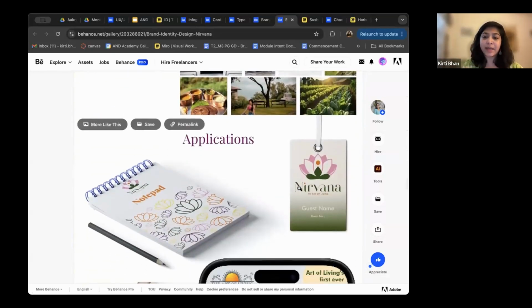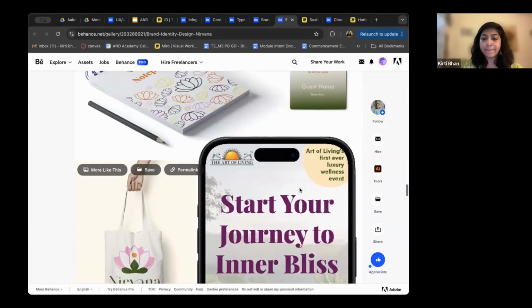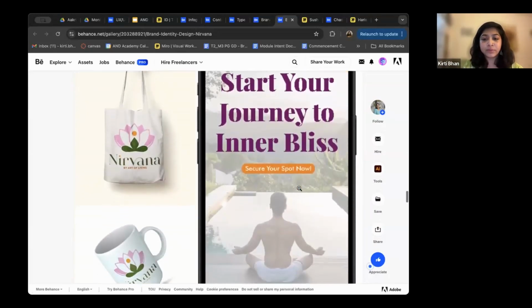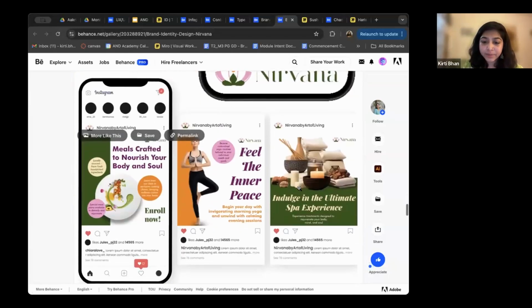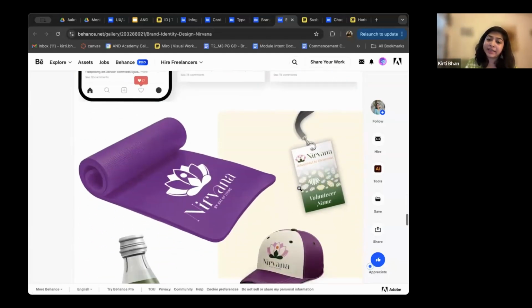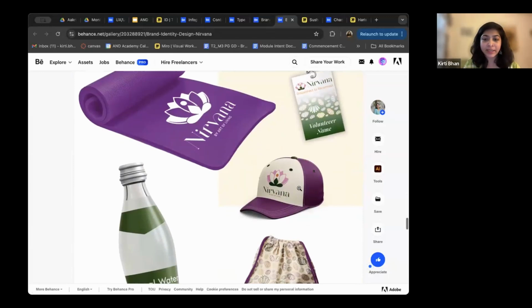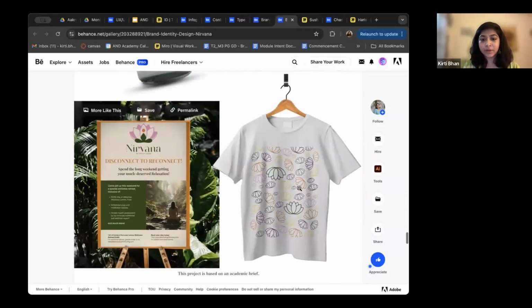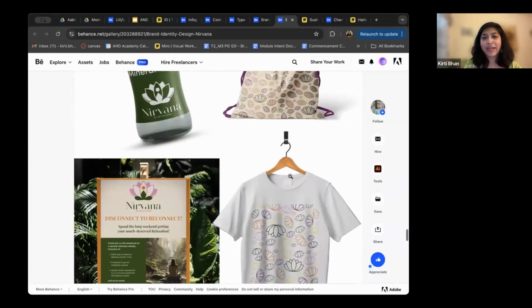Some applications, some assets, promotional assets, and how this logo will look for this brand. So this is the identity she has created herself, and this was created from scratch.